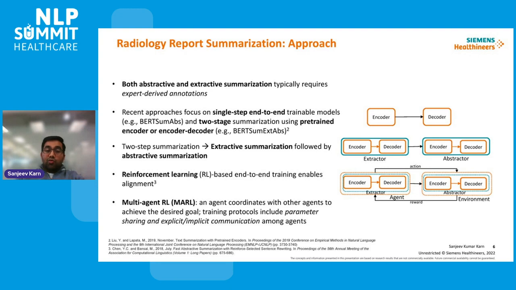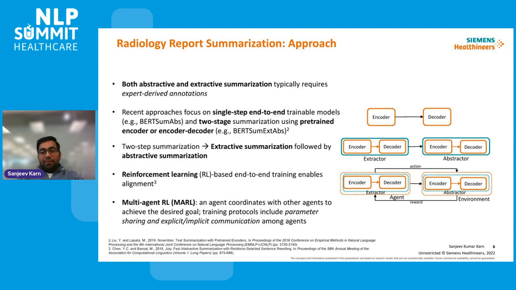Lately, there are also two-step summarization approaches, which have both an extractor and an abstractor. So, an encoder decoder model that just does the extraction part, selects the sentences out of the findings, and then there is the abstractor, another encoder decoder model that takes the extracted sentences out of the extractor and rewrites them as an abstractive summary. As you can see, there are two components that are trained separately.